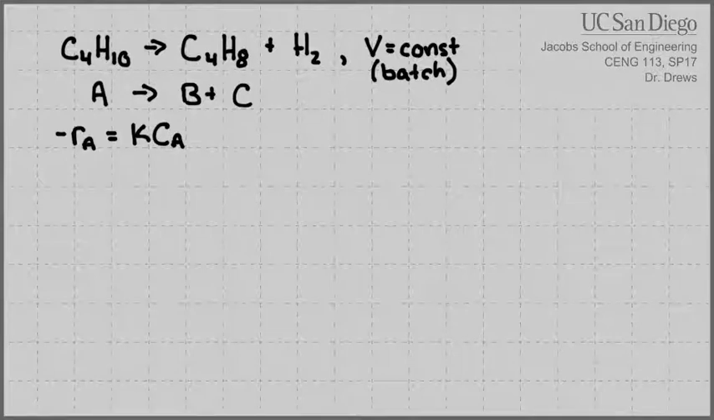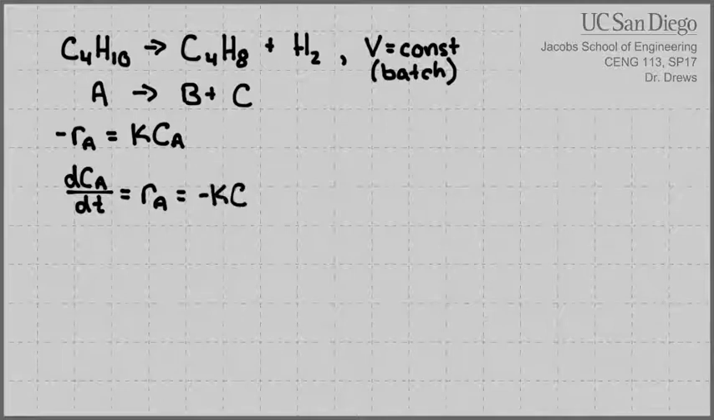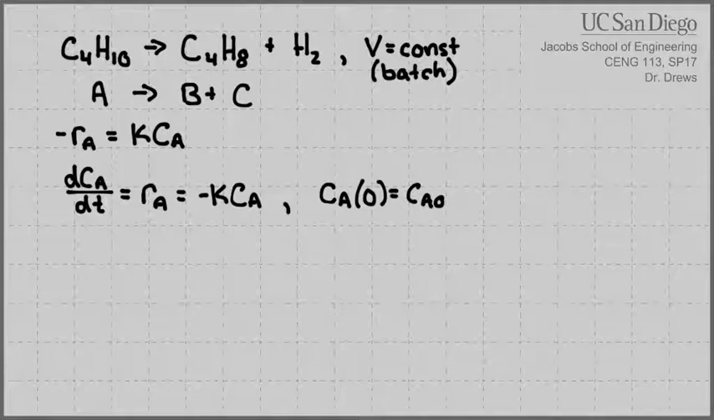Right, and then our mole balance is dCA/dt equal to R sub A, which is minus K times CA. Be careful with your signs. I will look at a mole balance and try to figure out, should that be getting bigger or smaller? And since A is a reactant, it should be getting smaller, so it should have a negative sign in front of it. Subject to the initial condition that CA of 0 is equal to CA0. You could take that and dump it into MATLAB.